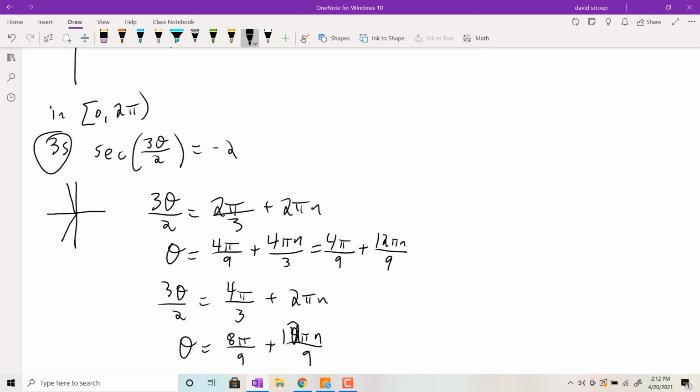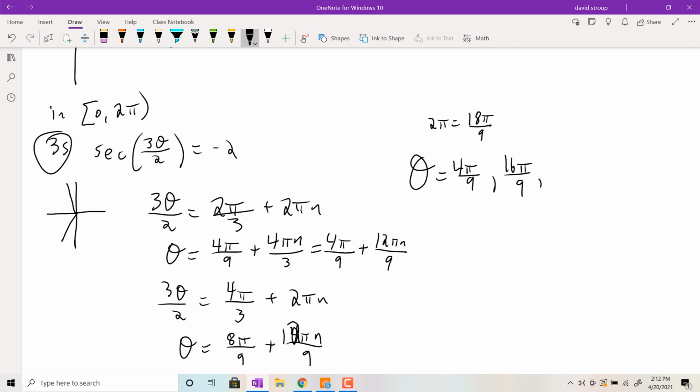Okay. And then I'm looking for all the solutions in between 0 and 2 pi. So I can't go over 2 pi, which, if you put it in terms of denominator 9, is 18 pi over 9. Right, so I start at 4 pi over 9, and then add in 12 pi over 9. So that would give me 16 pi over 9. And then if you add in another 12 pi, you'll go way too big. You'll get 28 pi over 9, which is bigger than 18 pi over 9. So you're done with that first set.